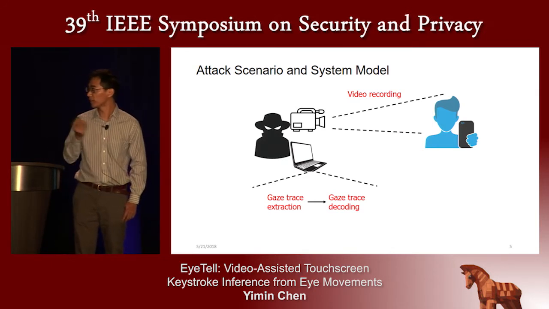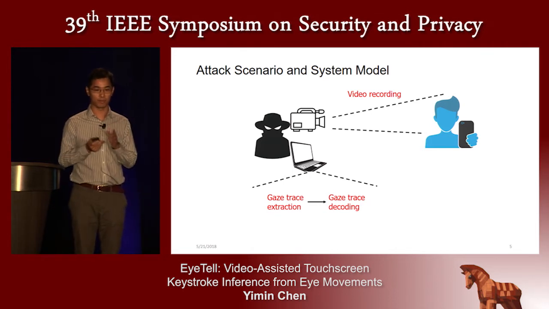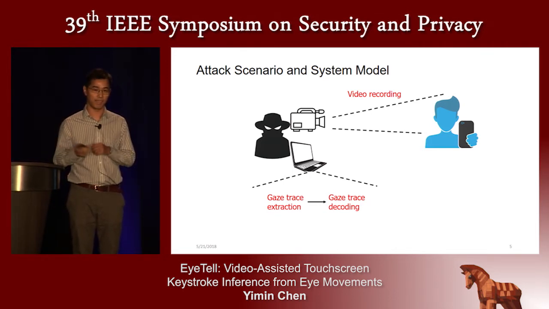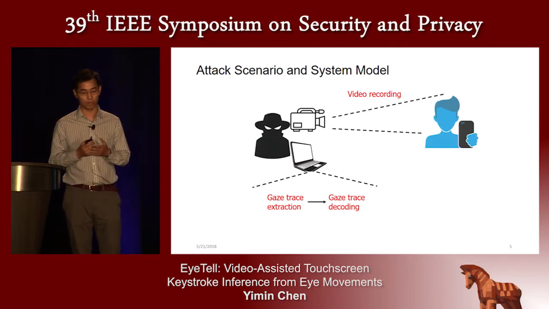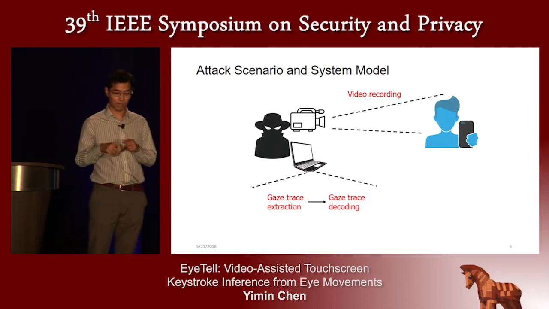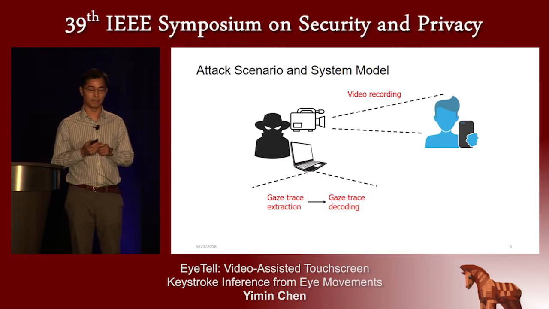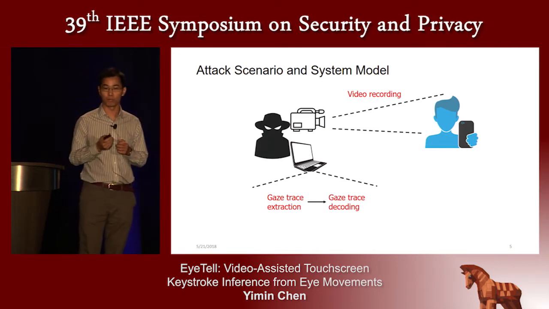In this figure, we show the attack scenario. The attacker will use some device, for example, a camcorder, to record video of the victim. The victim will hold the device right in front of himself, and we expect that such a holding position is quite common in real life. Our system mainly consists of two modules, gaze trace extraction and gaze trace decoding. We will discuss more detail in the following.